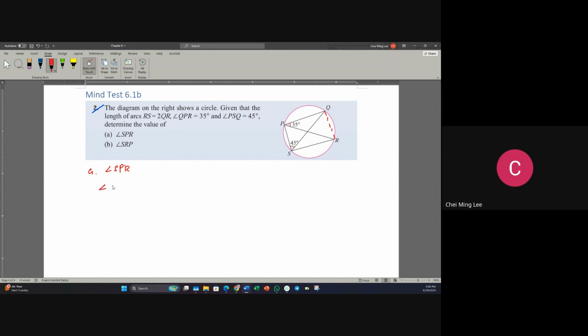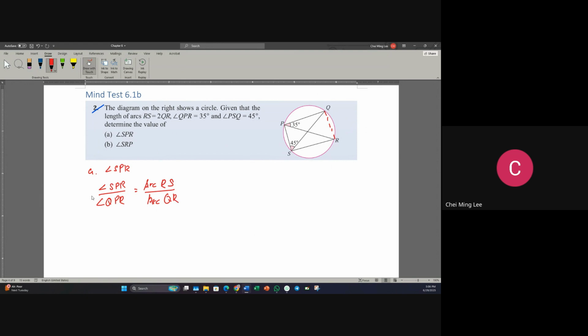So we can say angle of SPR divided by angle of QPR is equal to the length of arc RS, divided by, now I get QPR, so compared to arc QR.